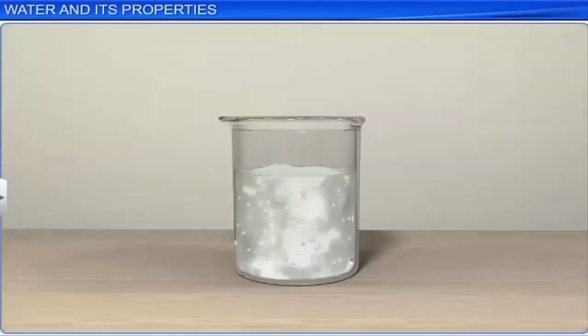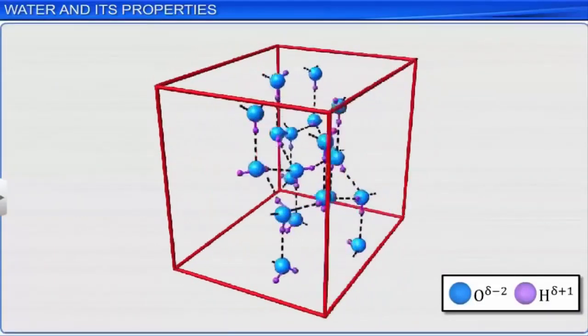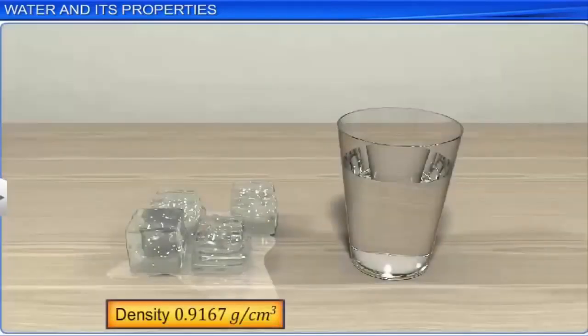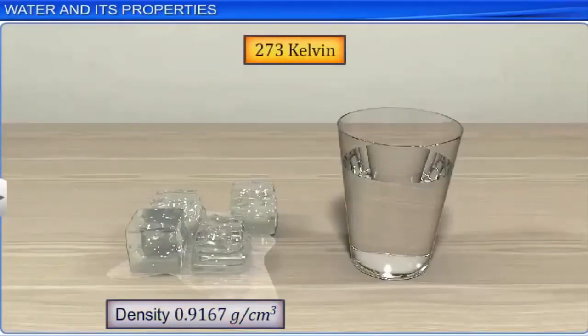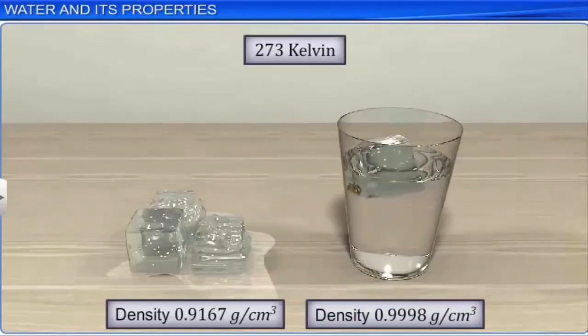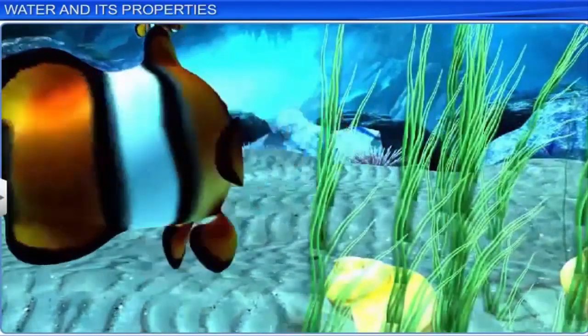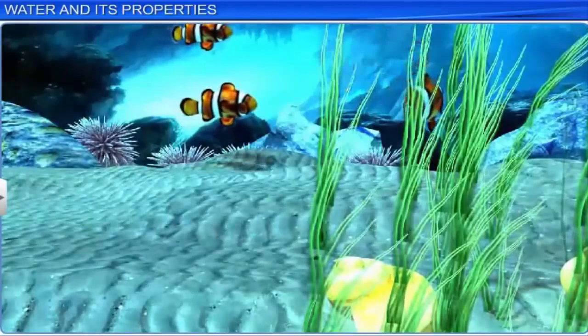The crystalline form of water is ice. At normal atmospheric pressure, ice crystallizes in hexagonal form. The density of ice is 0.9167 gram per centimeter cube at 273 Kelvin, whereas water has a density of 0.9998 gram per centimeter cube at the same temperature. In winter, the frozen ice on the surface of the lakes provides thermal insulation and is important for the survival of aquatic life.